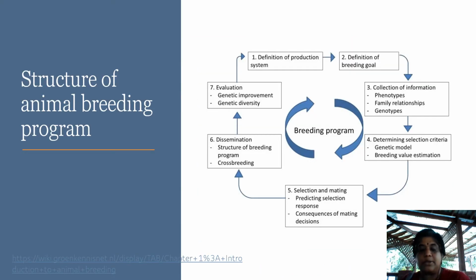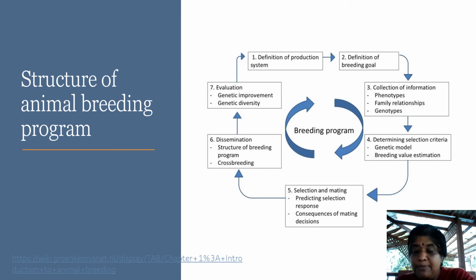Now, you need to understand that quantitative genetics is applied in a structured animal breeding program. Even in a plant breeding program, it's also applied. Today we'll talk about the animal breeding program. Number one, you need to define your production system. Once you define your production system, that's when you did your case studies. You define your production system.